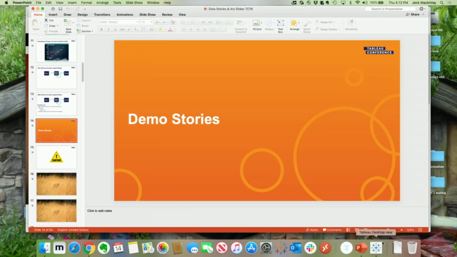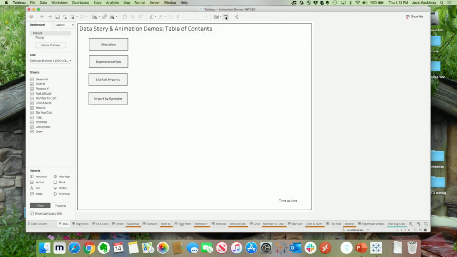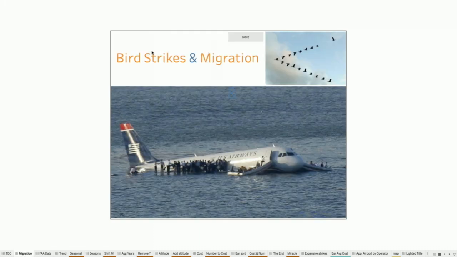So let me switch over to Tableau, and so I'm going to show you three stories and then one more example. And the first story is a story about migration. So this story is about bird strikes and migration. And this still image here is from when Captain Sully successfully hit a flock of birds, took out the engines on his U.S.